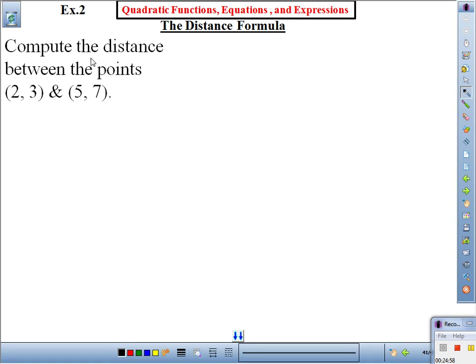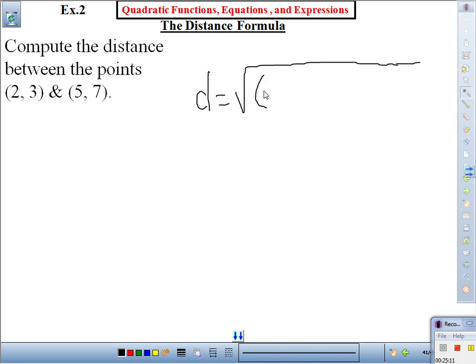So here we go. Compute the distance between the points (2, 3) and (5, 7). So I'm going to write D equals square root, parentheses, what's our distance? It's x sub 2 minus x sub 1 squared plus y sub 2 minus y sub 1 squared. You're like, okay, how do we know which one's x sub 2 and x sub 1? Every time we read from left to right, this is our first one, yes? X sub 1, y sub 1. That means this one's our what? X sub 2, y sub 2.